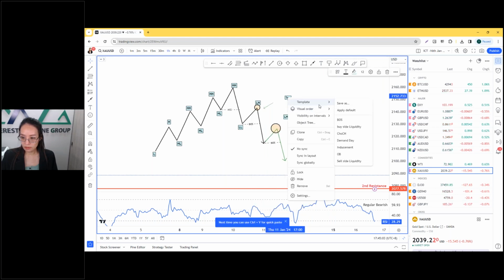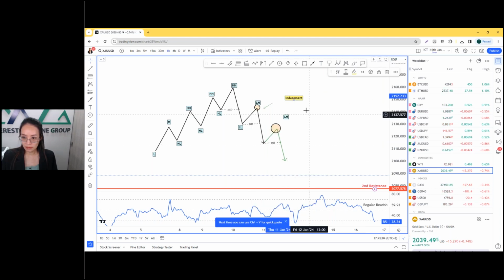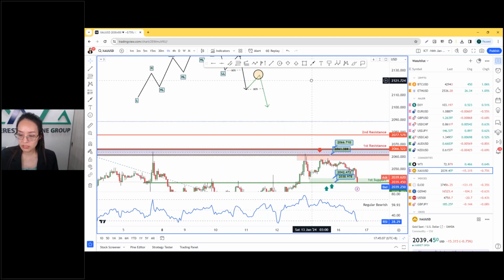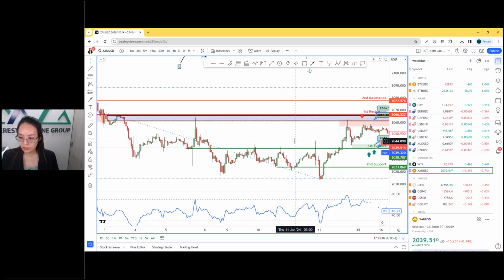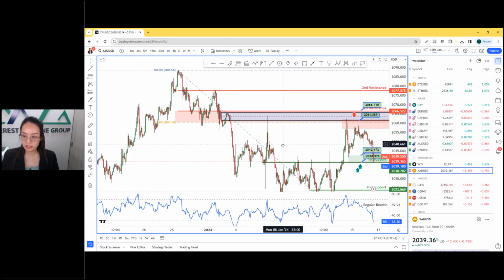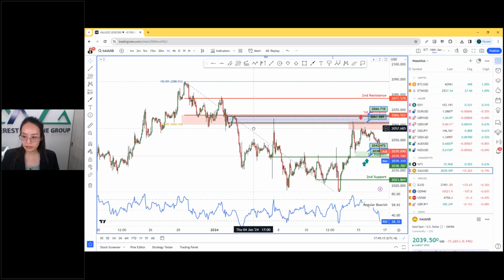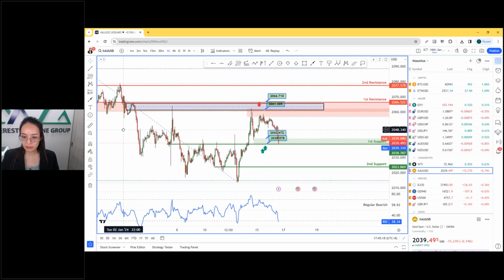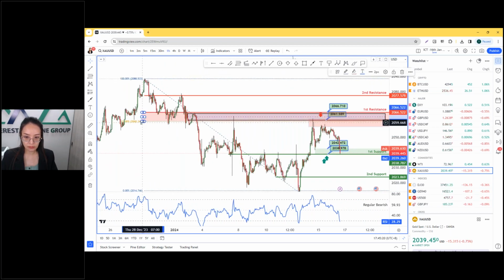We have an inducement here. Okay, how does it look on the chart? Let me try to find an example, for example, here. This is a good example. It might be messy. Did I have any? Okay, let me just delete.